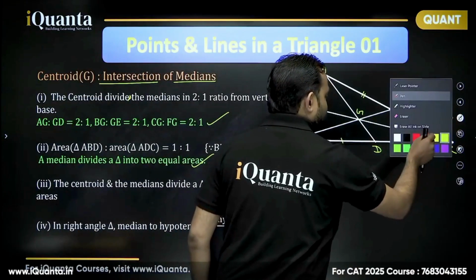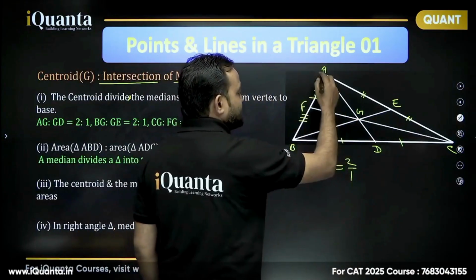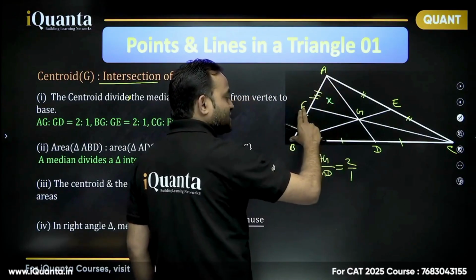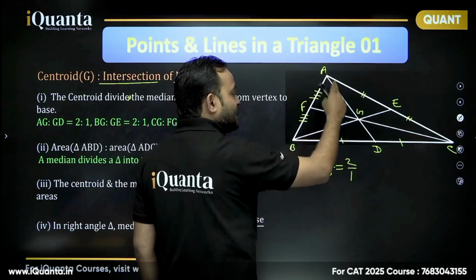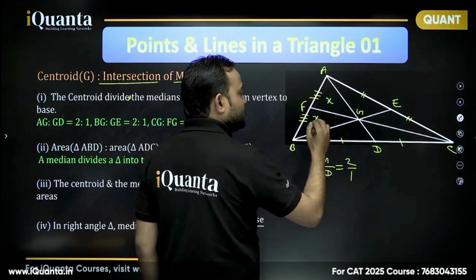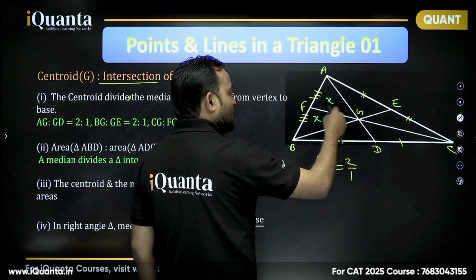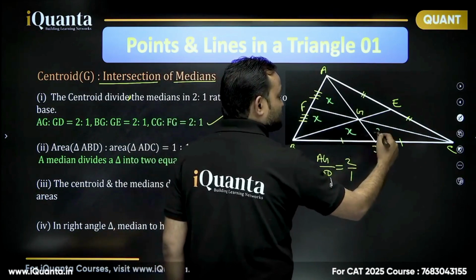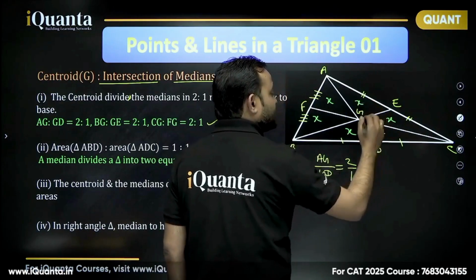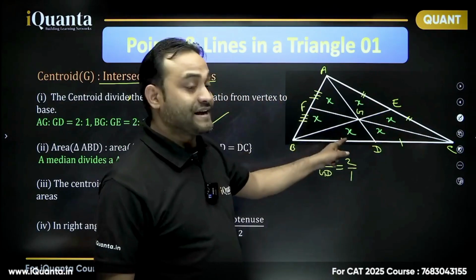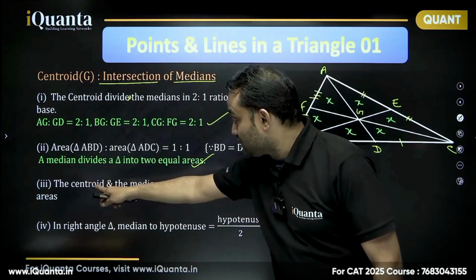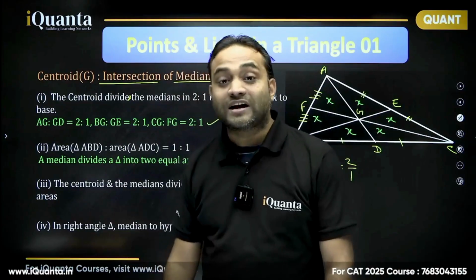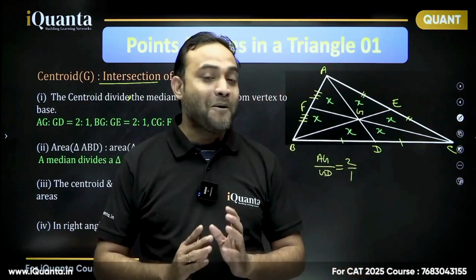What are those triangles? So triangle AFG. Now if area of this triangle is X, can we say AF is equal to FB? So in triangle AGB, these two will be equal. AFG will be equal to FGB. Similarly, if you check other triangles also, all of them will be of equal areas. So this is what it says, that the centroid and the medians divide a triangle into 6 triangles of equal area. Amazing concept.